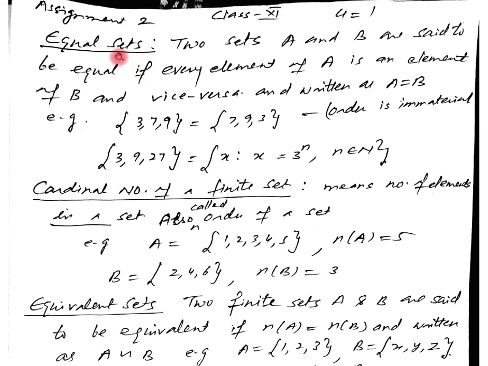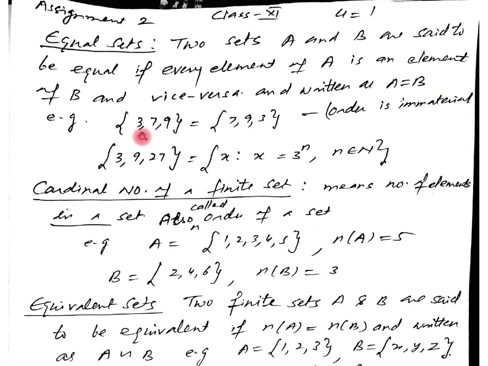Now the definition of equal sets: two sets A and B are said to be equal if every element of A is an element of B and vice versa. Meaning every element of A is an element of B and every element of B is an element of A. Then the sets are said to be equal and written as A = B.